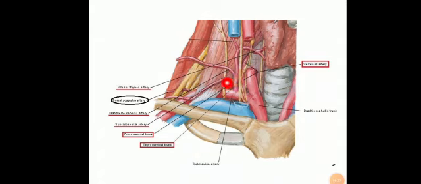The second part gives rise to the costocervical trunk. This costocervical trunk, from its name, costo gives rise to the superior intercostal artery, and cervical gives rise to the deep cervical artery. The third part gives only one branch, known as the dorsal scapular artery.